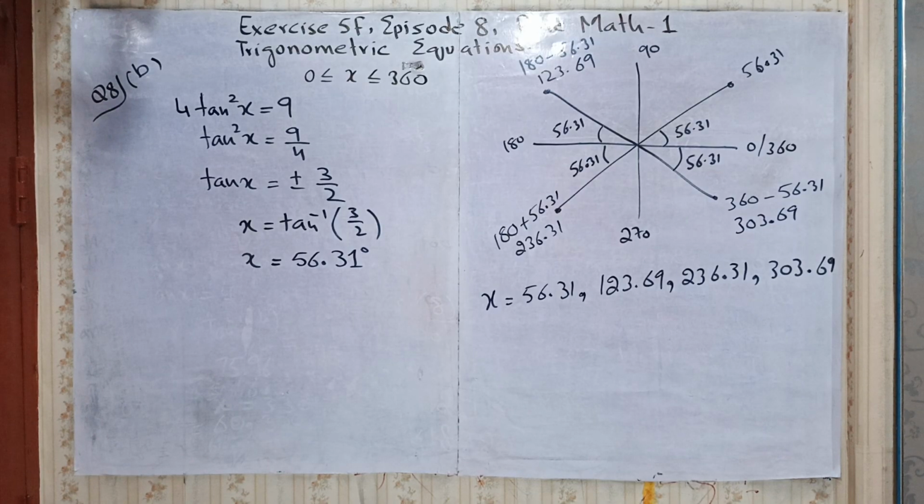So this is the answer section. They have rounded it off to one decimal place. So their answer is 56.3, 123.7, 236.3, and 303.7. So our answers are right. This is how you will do question number 8 and its part B.